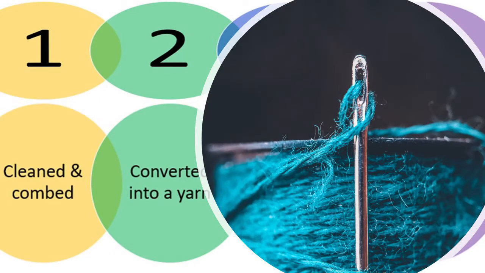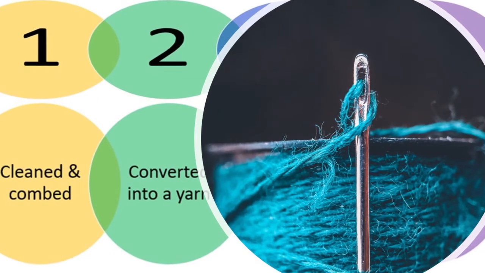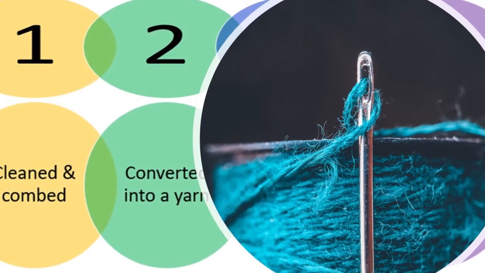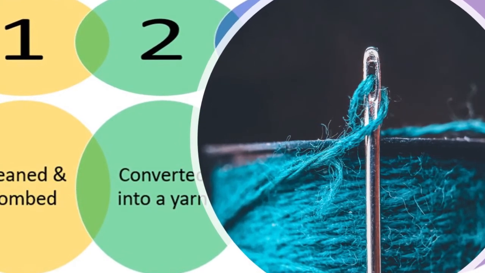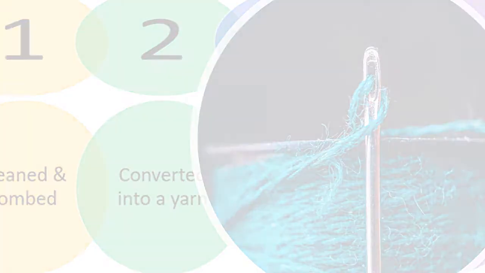Once the wool has been scoured, it must be carded, combed, and spun to be converted into different types of yarn that can be made into fabric. We will discuss carding, combing, and spinning in Section C of this program.